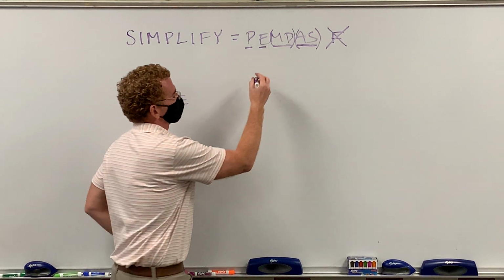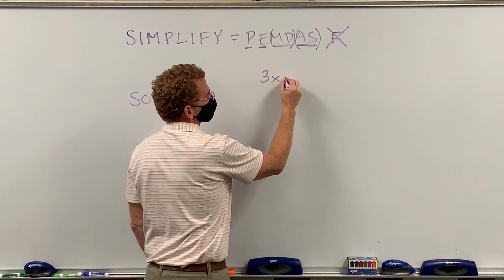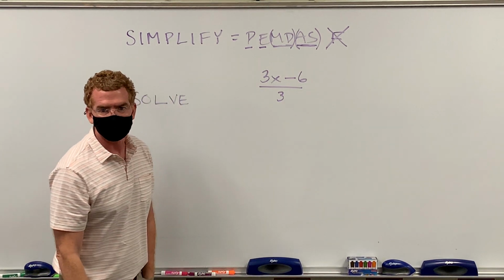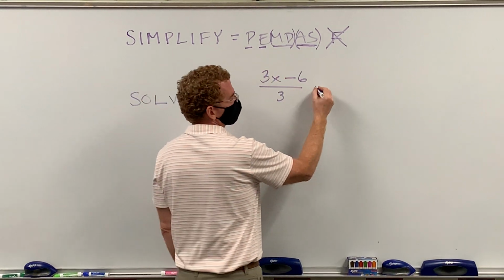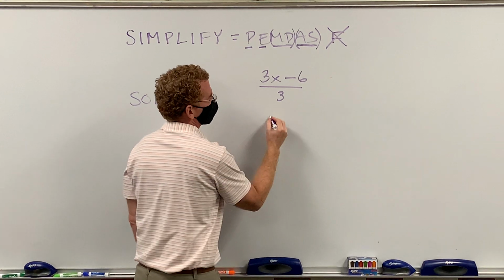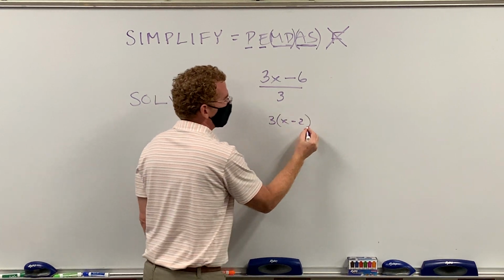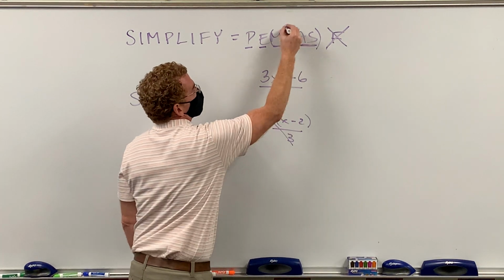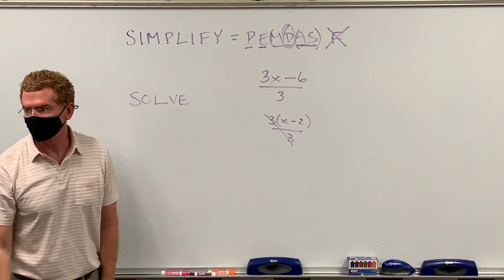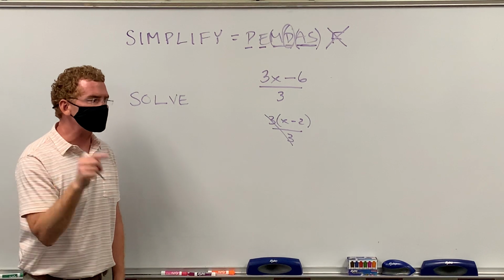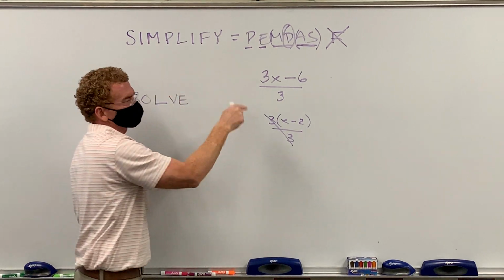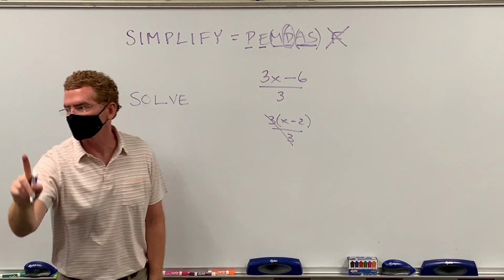I'll give you something really basic. What if I told you to simplify this? Then by factoring, let me just say, if I factored out a 3, it's going to help me what? Which is division. The only time I'm ever going to factor when the problem says simplify is if it helps me divide. That's one reason you would factor.